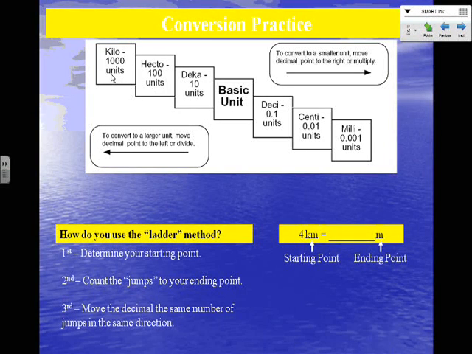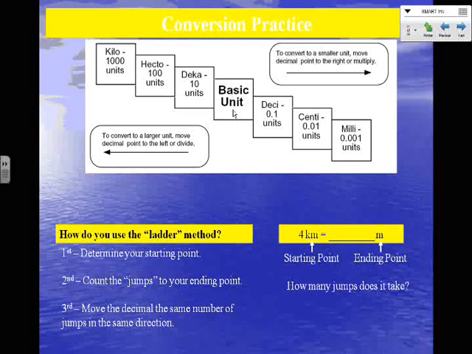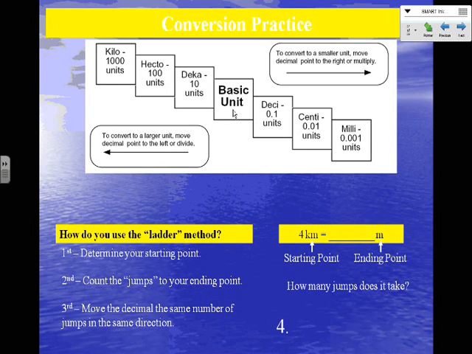Now, the second step is counting the jumps to your ending point. So we start at the beginning and go to our ending point. So we say 1, 2, and 3. That means we did 3 jumps to the right. So how many jumps did it take? It took 3 jumps to the right.